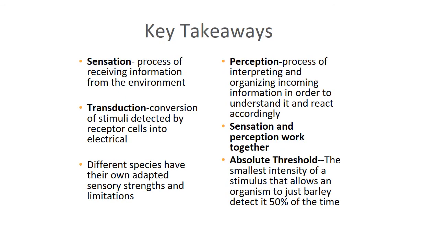So on this slide, I've put together some key takeaways. Sensation: the process of receiving information from the environment. Transduction: conversion of stimuli detected by receptor cells into electrical impulses, and I left off the word impulses. Different species have their own adapted sensory strengths and limitations. Perception: the process of interpreting and organizing incoming information in order to understand it and react accordingly. Sensation and perception work together. Absolute threshold: the smallest intensity of a stimulus that allows us to just barely detect it 50% of the time.